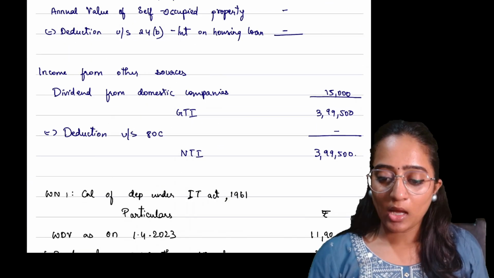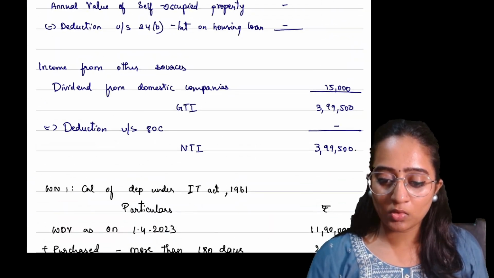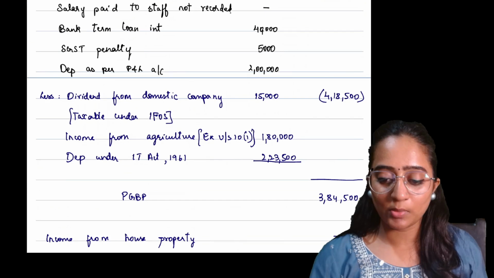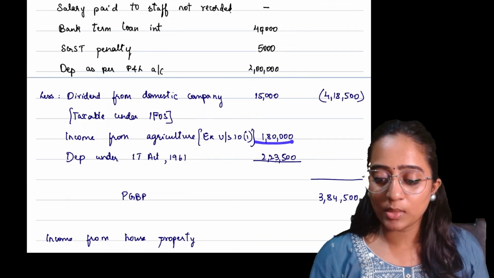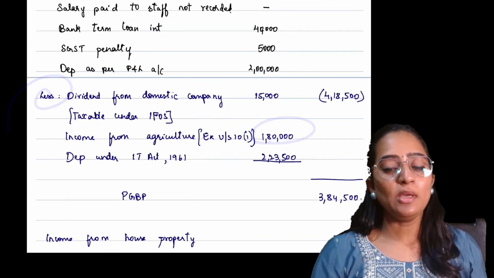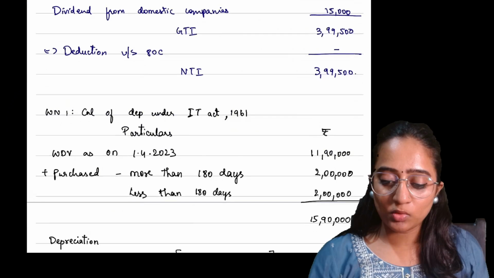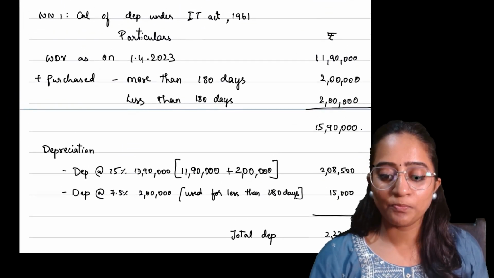your income from house property. You're going to add it under income from other sources. Income from agriculture, remove it from the PGBP and then it is not going to be added anywhere. Depreciation, you can look into the computation very soon.